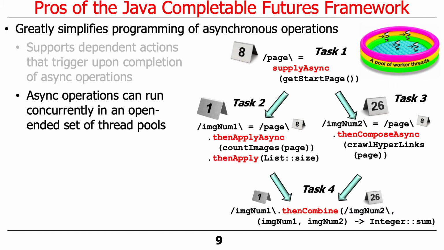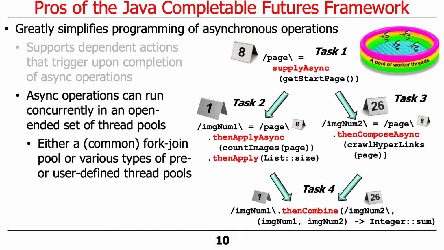Another thing that's really cool about the Completable Futures framework is that asynchronous operations can run concurrently in an open-ended set of thread pools. You can either use the common fork join pool, or you can use various predefined thread pools, or you can have user-defined thread pools. It's really up to you to decide how the processing works. That's in contrast to Parallel Streams, which forces you more into a Procrustean bed of using the common fork join pool, unless you kind of stand on your head.